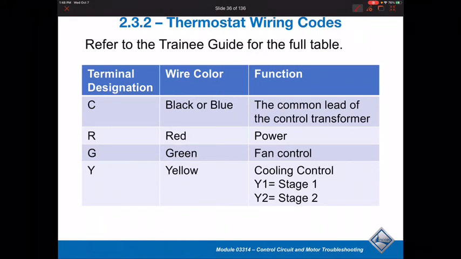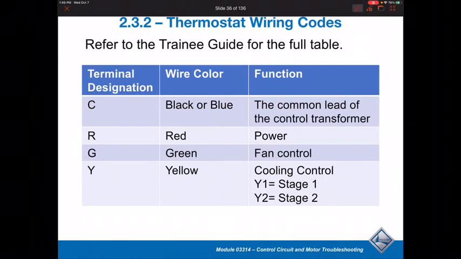A G terminal is typically your green. That typically goes to the fan terminal and controls your fan. The Y terminal is normally either yellow or even a blue wire, depending on how many stages we have, but that typically refers to compressor operation. Your book will refer to it as a cooling control function. I would say that's true of a conventional system, but if it's a heat pump, it will just refer to it as cooling or compressor operation.